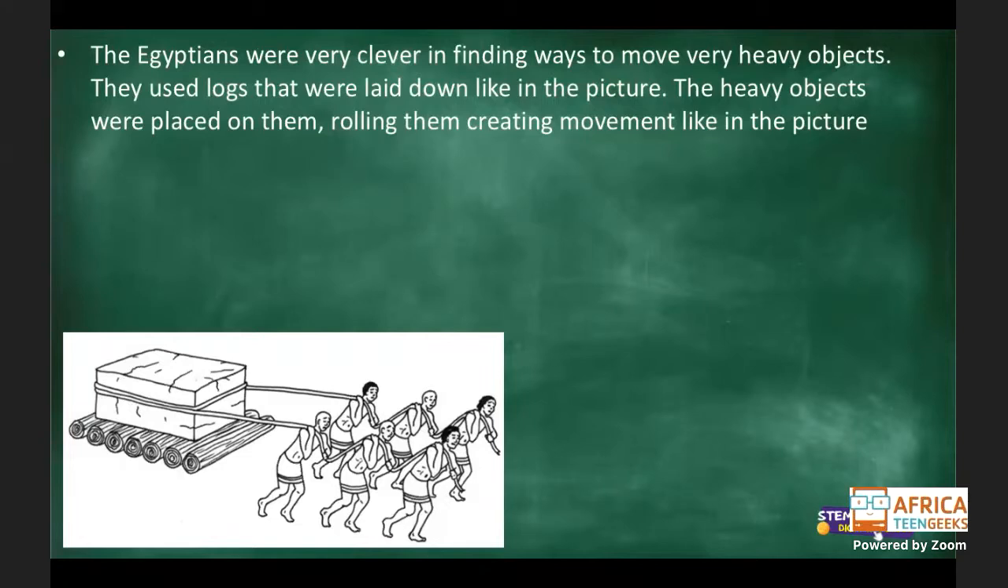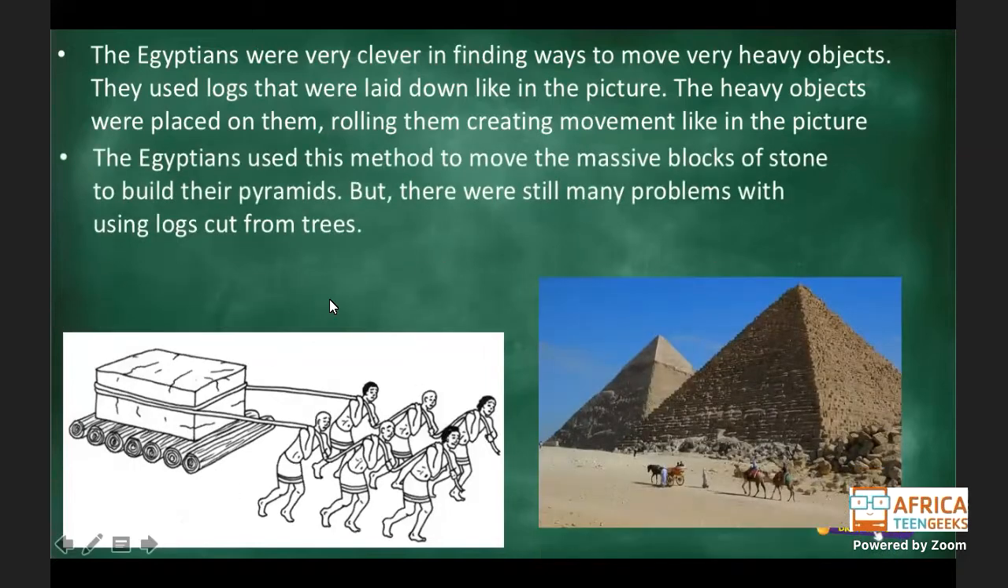And so these Egyptians, back then in the days, would use these logs here. As you can see, this is a big stone, and here there are logs. And so they would move these big rocks using logs. The Egyptians used this method to move the massive blocks of stones to build their pyramids, but there were still many problems with using logs. And so here's the following question.